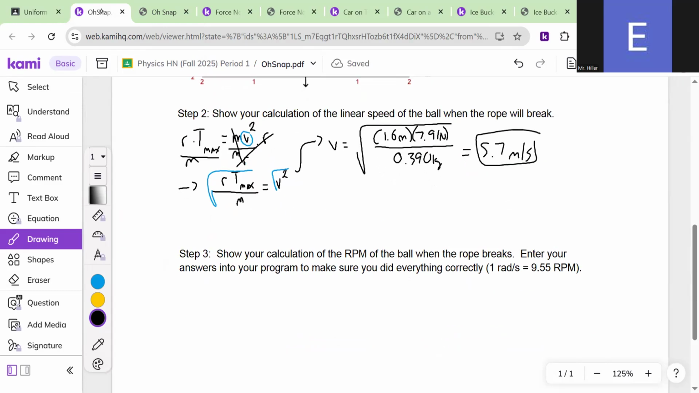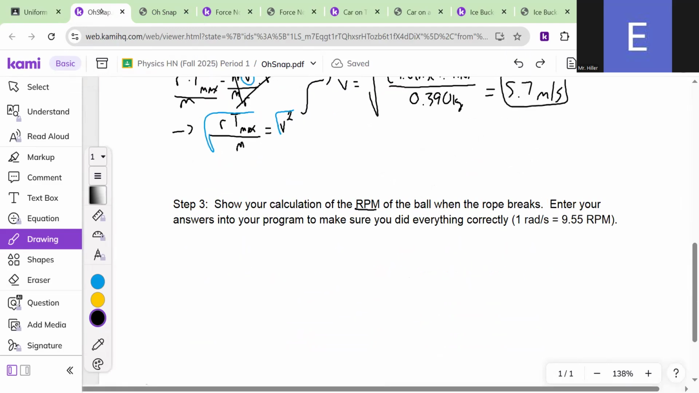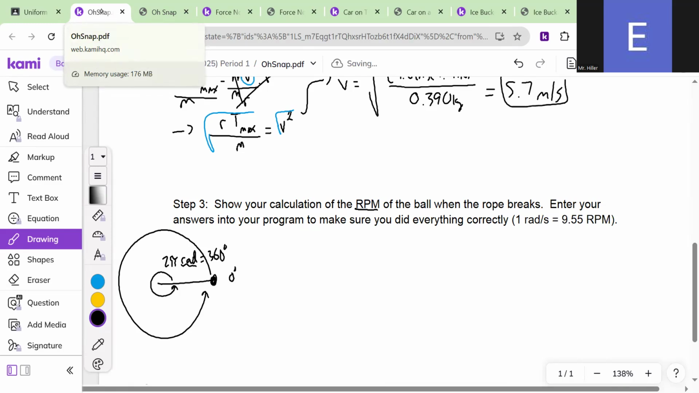So now it goes on to show, it says, show the calculation for the RPM of the ball when the rope breaks. Well, the thing that you guys got to understand is that if we're talking about speed, if this is the rope, okay, and this is the ball, and this angle is initially at 0, as the ball rotates, it's sweeping at an angle of 360 degrees, or 2 pi radians. 2 pi radians equals 360 degrees. So radians is just another way of measuring an angle measurement, okay?